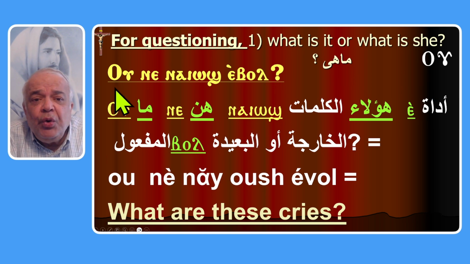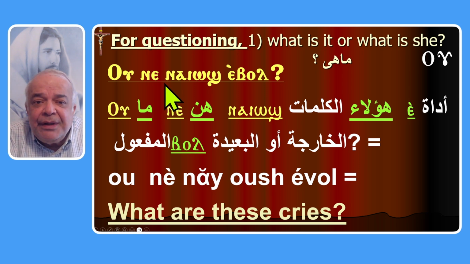Next question. O ne nai osh evol. Here I used the verb to be in the plural. O means what? Ne means the verb to be for plural, masculine or feminine. So ne is a plural that covers both males and females. O ne, what are? So ne here means are. Nai is a possessive article, your. Or it can be a demonstrative article, you see?